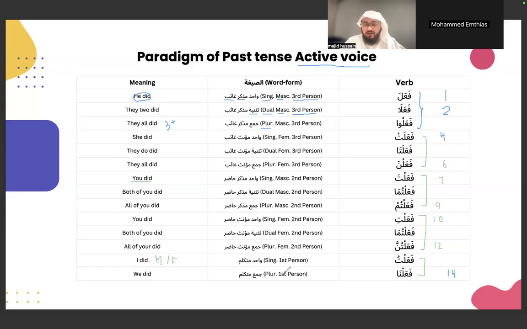And فعلنا, again first person. جمع متكلم means first person plural, we did, meaning all of us. Maybe all of them were male that did this action, or all of them were female that did this action in the past.